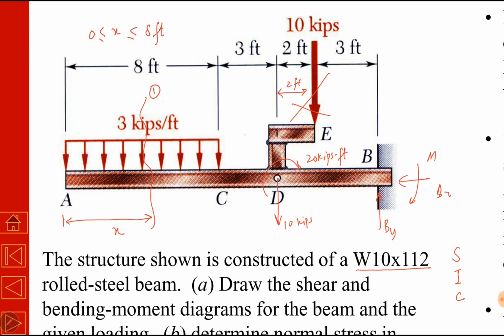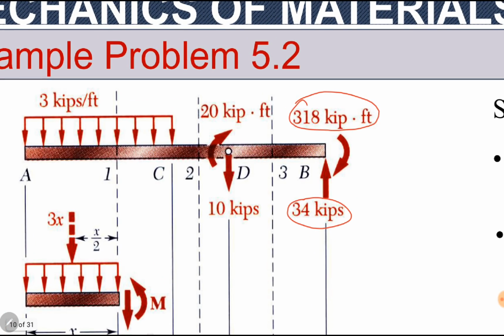The section 2 will be between point C and point D, because the next force and our moment changes at point D. After D, the next change is at point B, so we will produce a section between D and B. So totally we will produce 3 sections, 1, 2 and 3, and for each section we will consider a variable x, and x will be starting from end A up to the distance until the point where we are ending the section. Okay. Here we have produced section 1 between point A and C, section 2 between C and D, and section 3 between D and B.